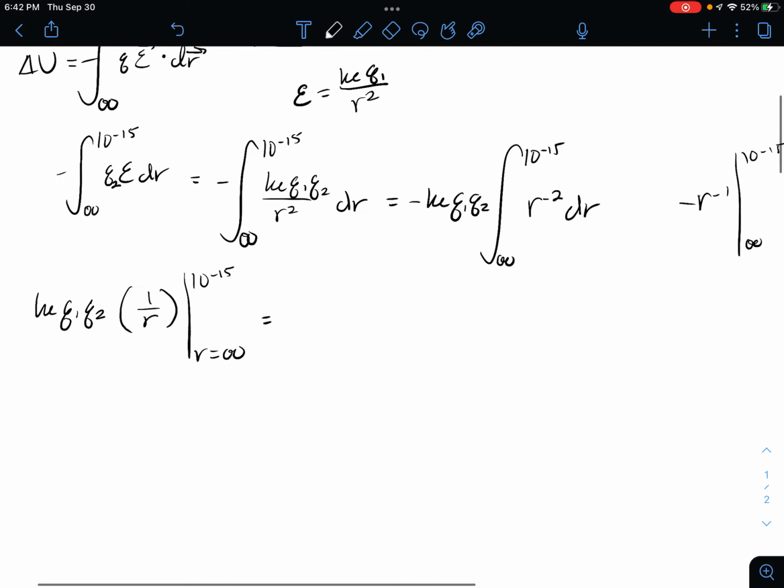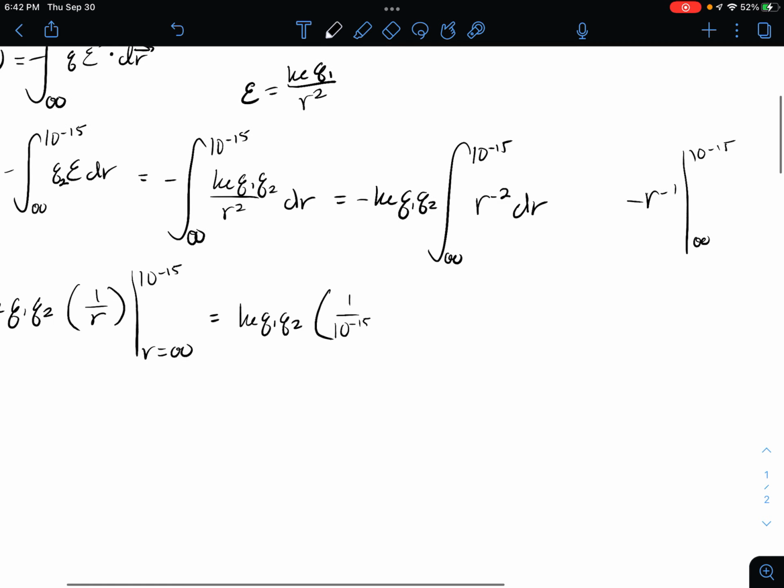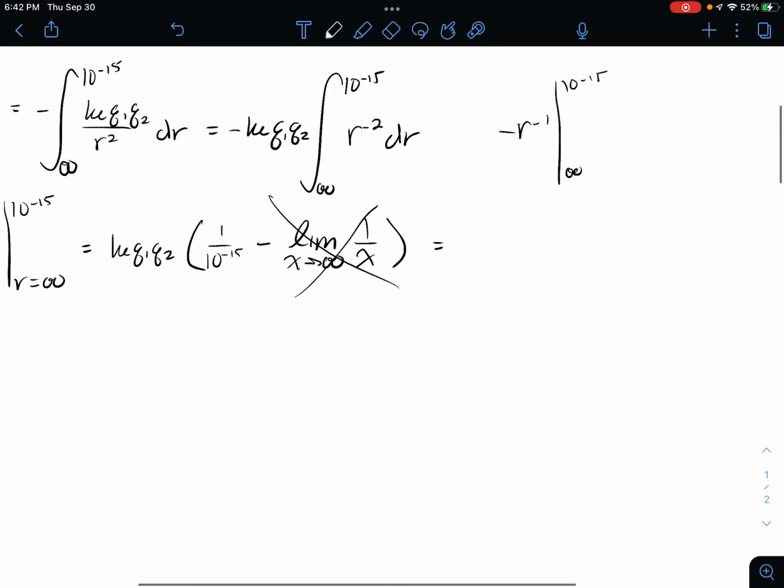So when we plug in our bounds, that's going to be KE Q1 Q2 times 1 over 10 to the negative 15th minus the limit, as, just use x, any random number, doesn't matter, any random variable, as that approaches infinity of 1 over x. We remember from calculus that as the denominator gets really, really big, approaching infinity, this entire value is just going to go to 0, so you can just get rid of that. And we are left with, finally, KE Q1 Q2 all over r squared.